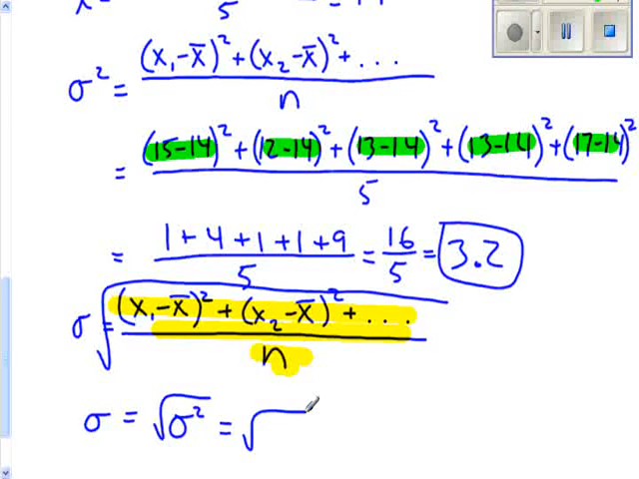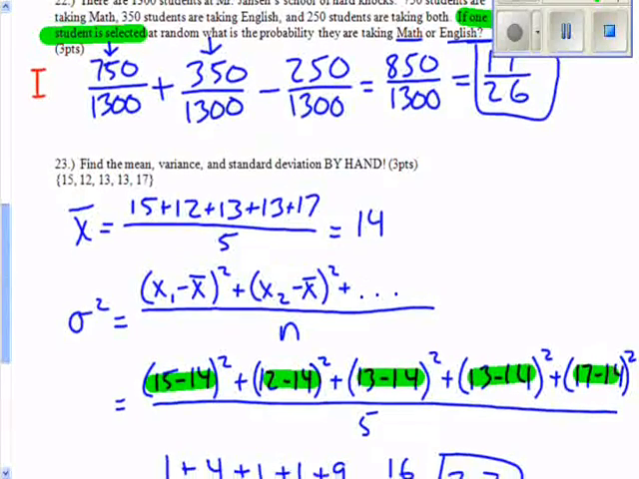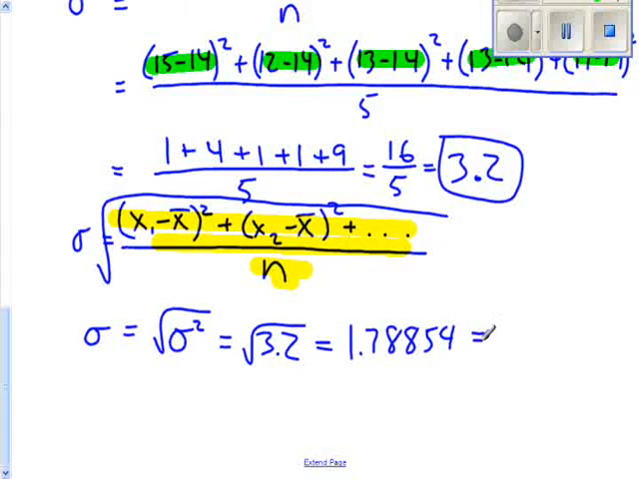And the variance was the 3.2. So I've just got to take the square root of that. And it gives me a 1.78854. And it keeps going. What did it tell me to round to here? Oh, it didn't tell me. We'll round to 2 decimal places, so I'll say 1.79. Okay? Variance and standard deviation.